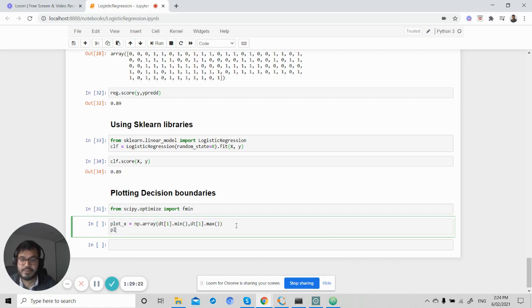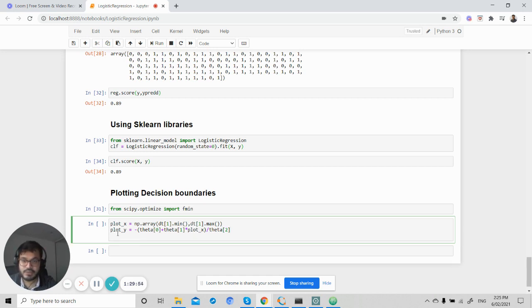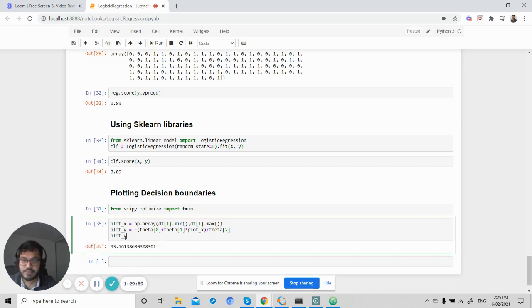So my plot of y would be minus theta of 0 plus theta of 1 times plot of x, all divided by theta of 2. So let's check if this is working or not. Yeah, it's working.